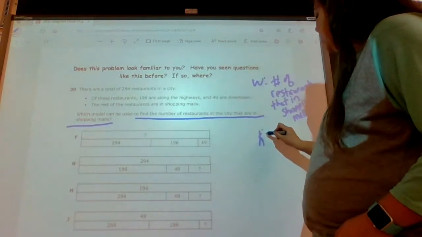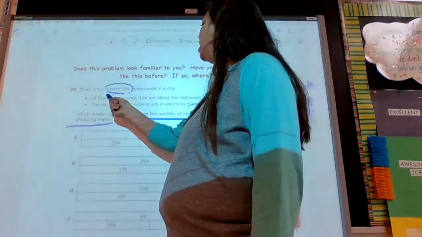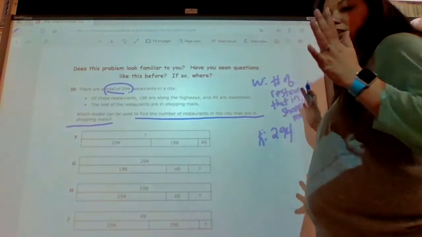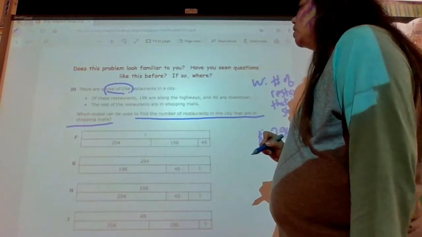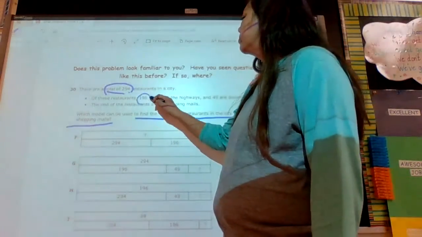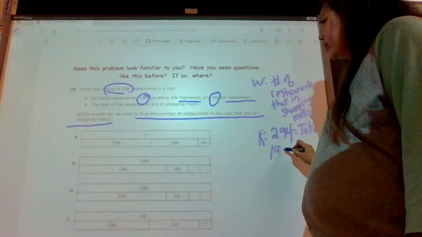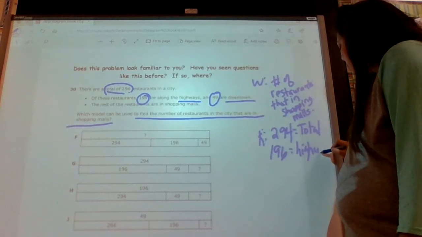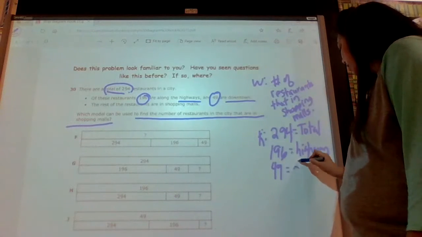What is it that it's giving me that's going to help me? Well, when I look at it, it says something important. There's a total of 294 restaurants. So that represents all the restaurants. All the restaurants, there's a total of that many. Of those restaurants, 196 are along highways. So some of them are on the highways, some of them are downtown. So what else it's letting me know is 196 of them are along the highway, and 49 are in downtown.